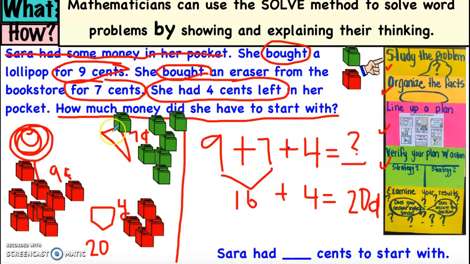So I'm going to answer the question. How much money did she have to start with? She had 20 cents.